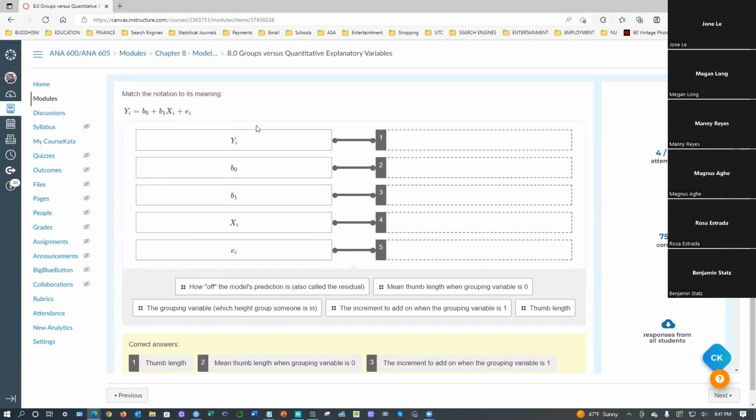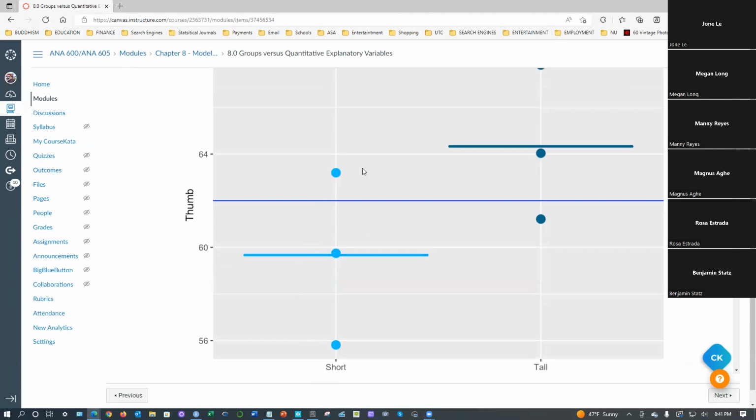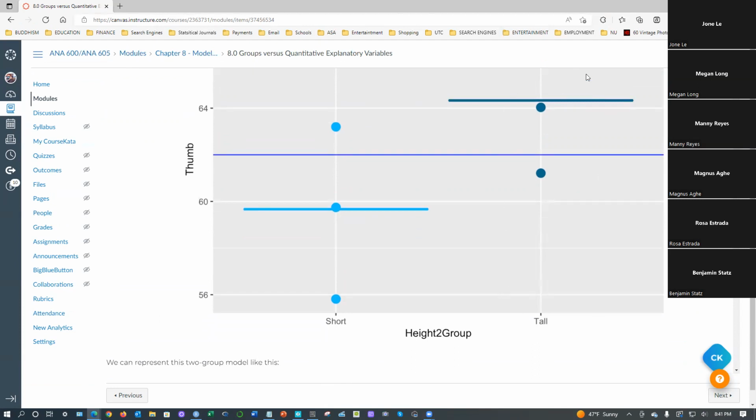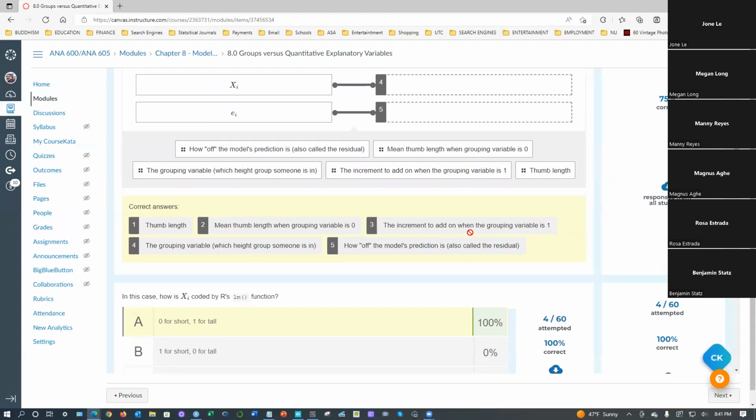So we wrote the equation too, with this setup. Y would be thumb length. B0 is the mean thumb length for the group when the group variable is 0, which is short. It's the average thumb length of the people in that short group. And B1 is the gap, the increment to add on when the group variable is 1.